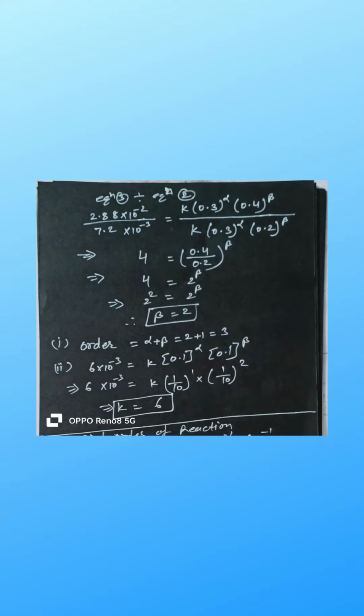Step 3. Finding the total order. Total order is equal to alpha plus beta. Alpha is 1 and beta is 2. So, total order of the reaction is 3. Step 4. Finding the rate constant K. Use the values of experiment 1.